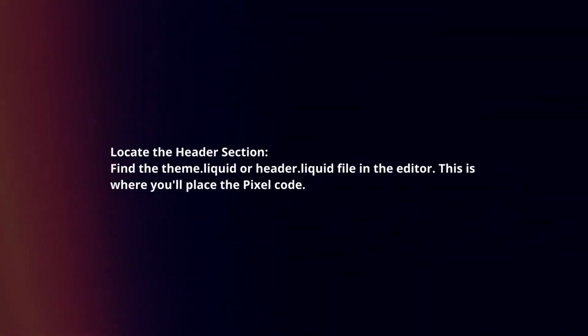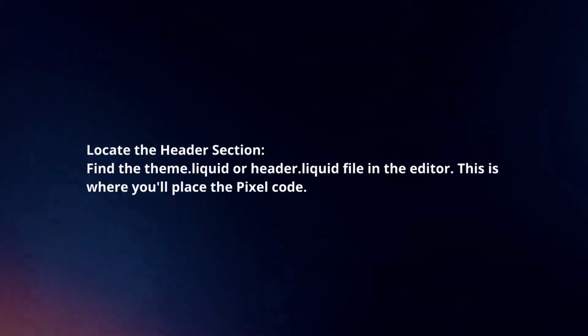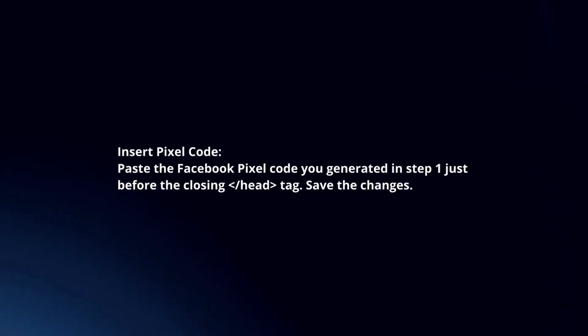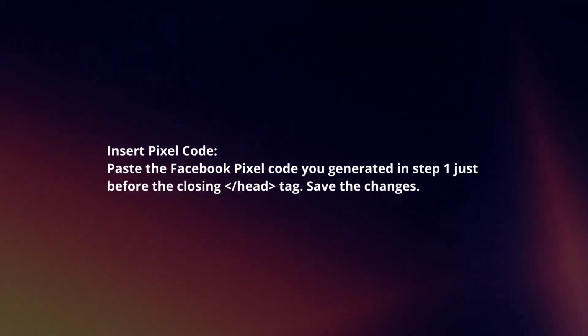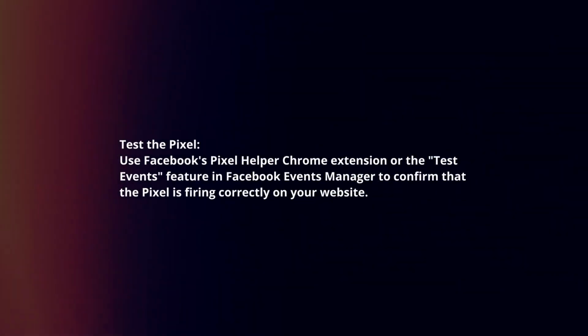Locate the header section. Find the theme.liquid or header.liquid file in the editor. This is where you will place the pixel code. Insert pixel code. Paste the Facebook pixel code you generated in step 1 just before the closing tag. Save the changes.